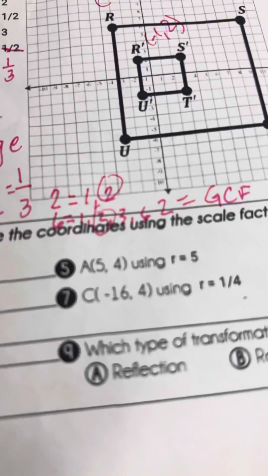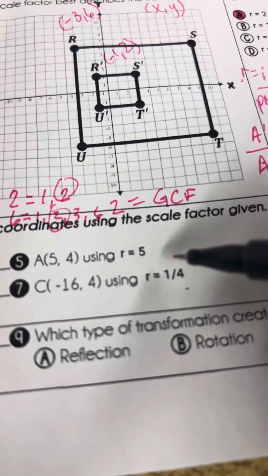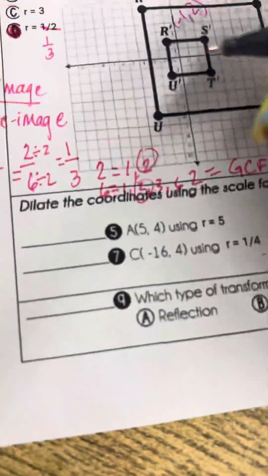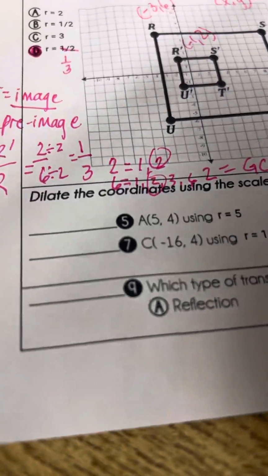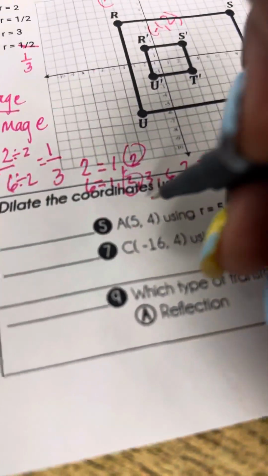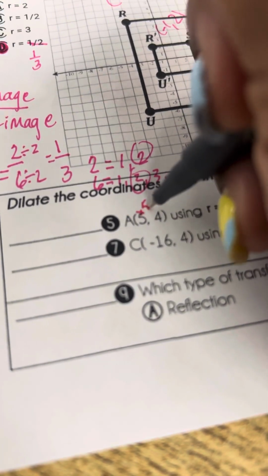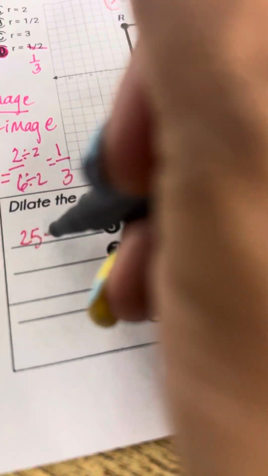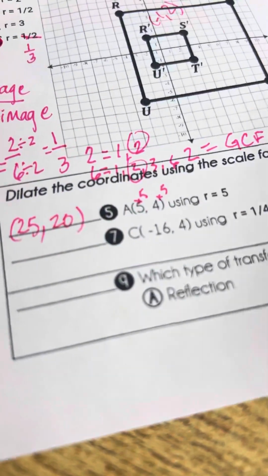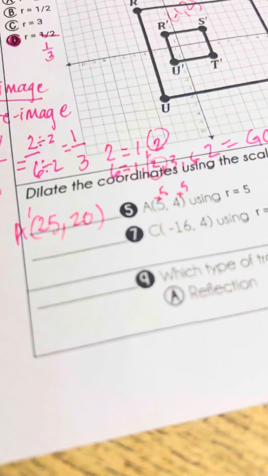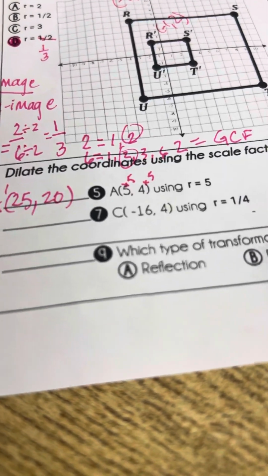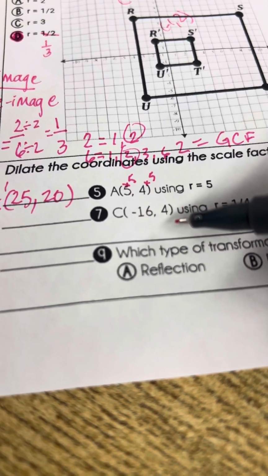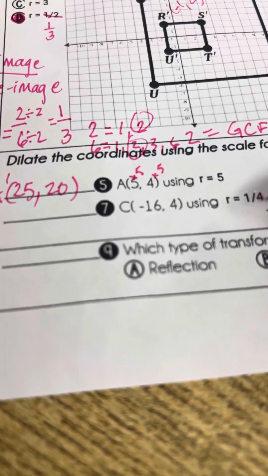Now remember, to dilate the coordinates using a scale factor, you multiply each term by the scale factor. So 5 times 5 and 4 times 5. So 5 times 5 is 25. 4 times 5 is 20. Make sure you put your ordered pairs inside parentheses and label this A prime, because now we've actually applied the scale factor. Here, negative 16 and 4, using the scale factor 1/4.